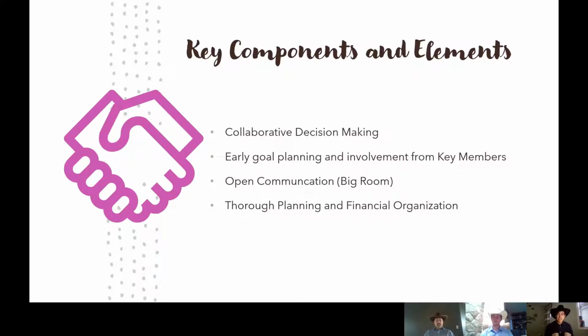And lastly, we have a very early and thorough phasing plan, and IPD specializes in a special type of financial organization that we're going to talk about later.